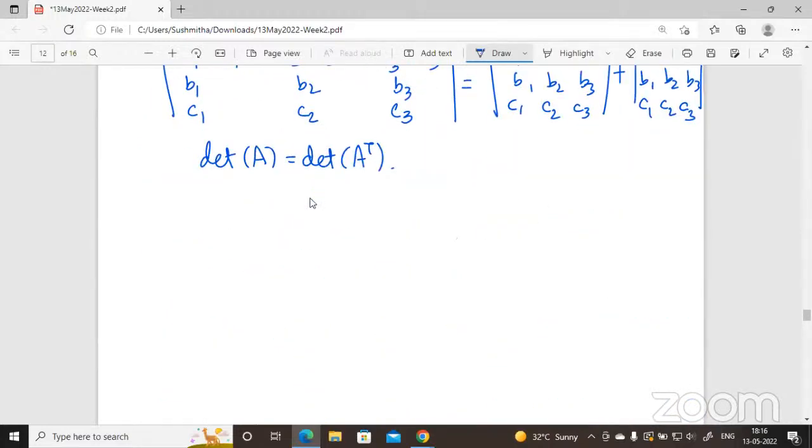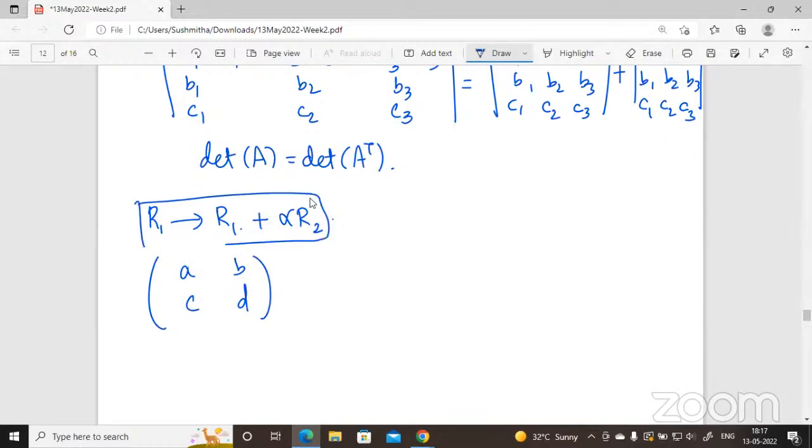Yes, ma'am. Okay. So there was one problem, no? When we do this operation, this is exactly what is happening: R1 plus some alpha times R2. So say I have 1, 2, 3, or A, B, C, D. What is my new matrix now? When I do this operation, my determinant does not change, right? Yes, ma'am. Does not change.